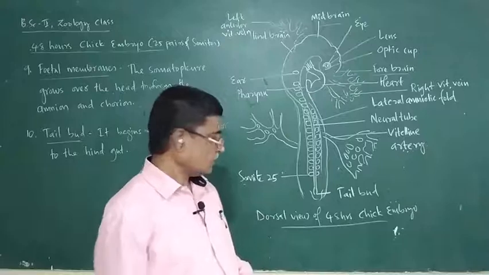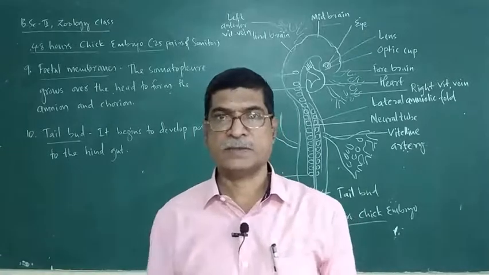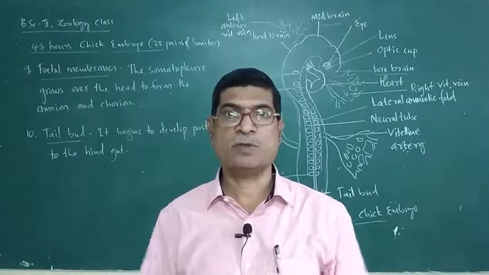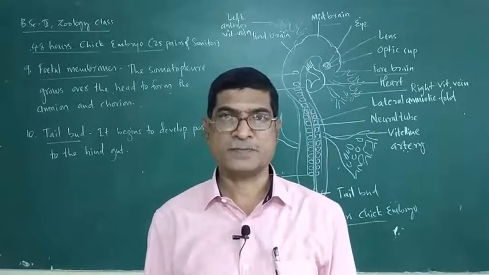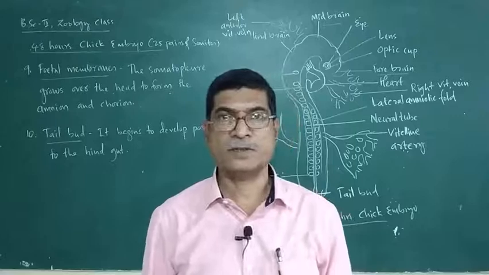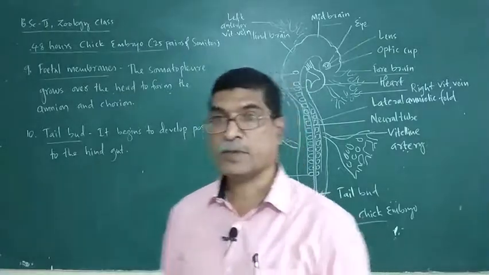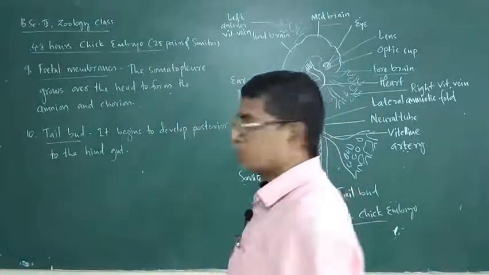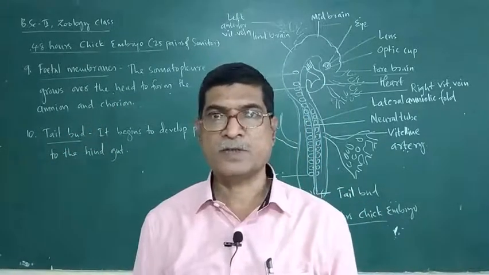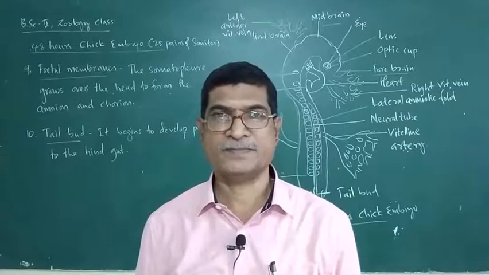Then further growth can be seen in the next stage, 48 to 72 hours. The chick embryo shows still more development in its structure. So this is the structure of a 48 hour chick embryo. After 48 hours of incubation, the chick embryo would look like this. So what are the structures it has that we discussed so far? With this we have completed chick development. Thank you.